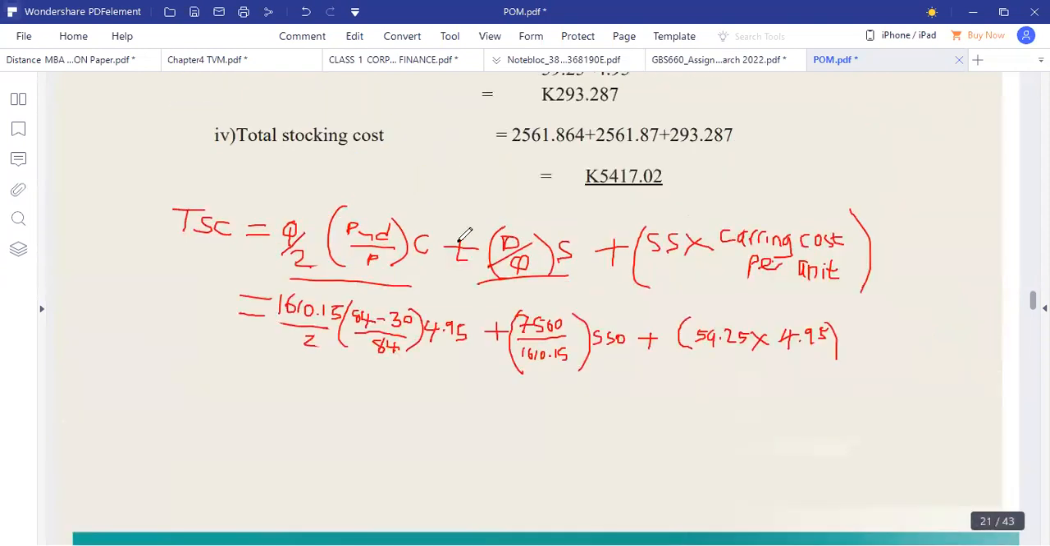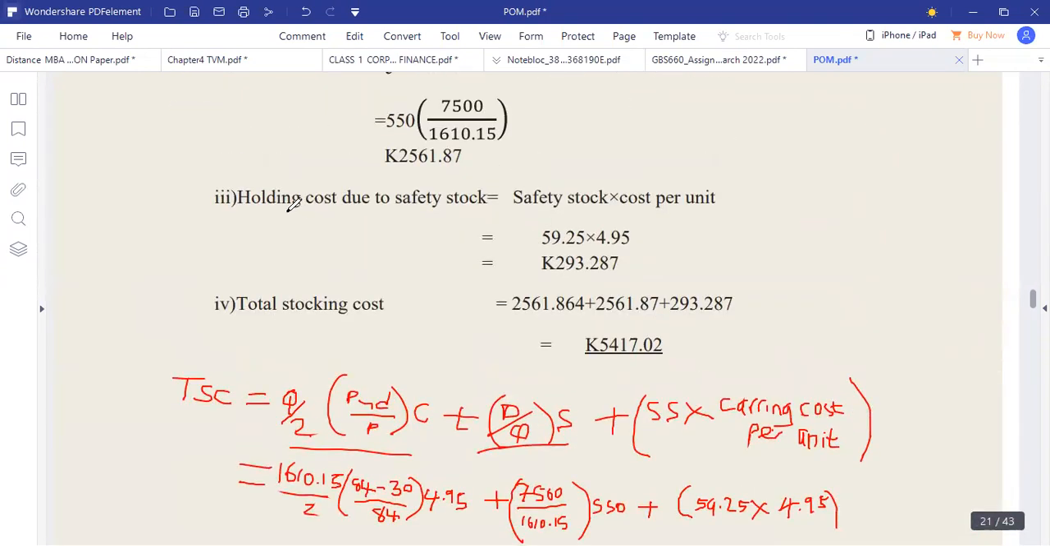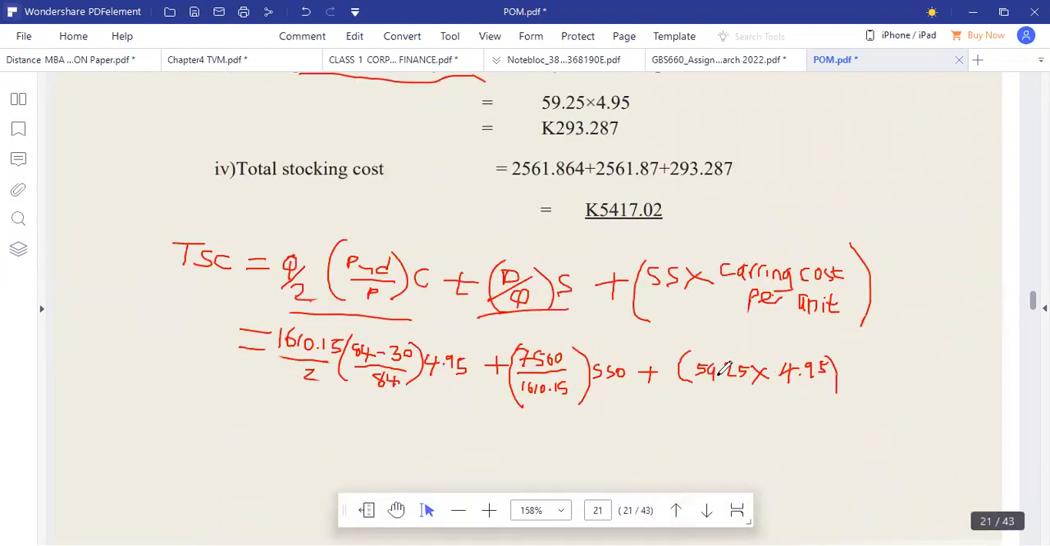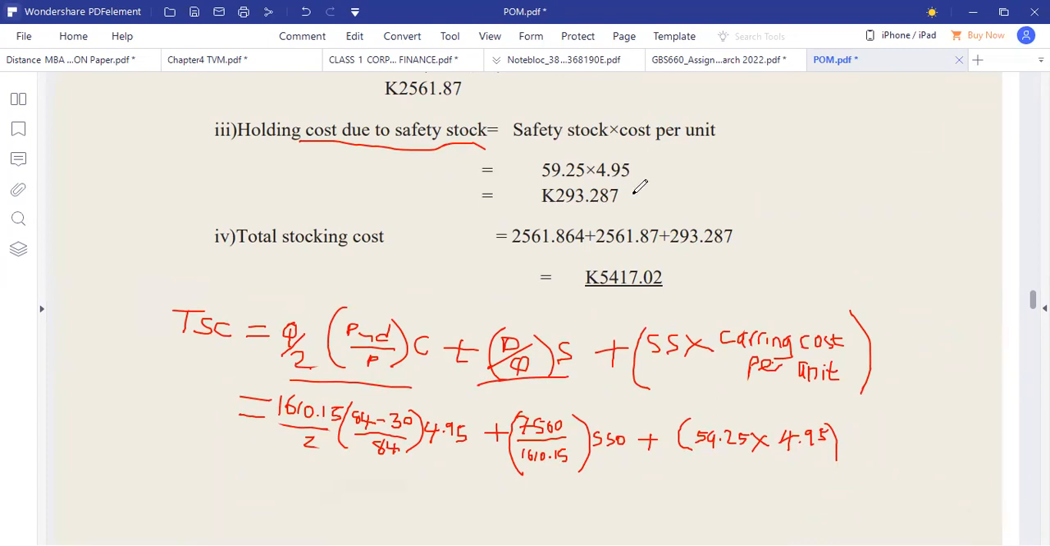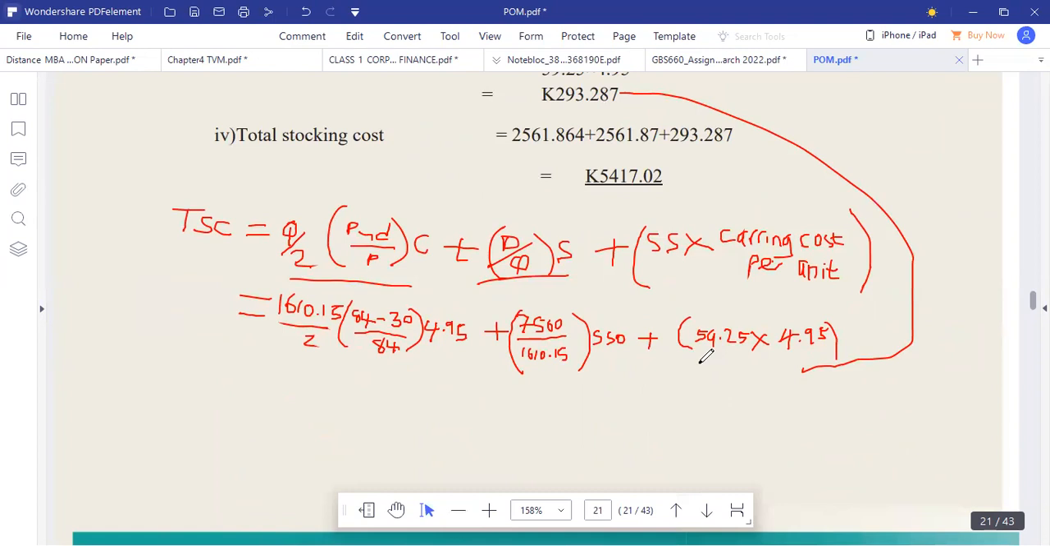Then from here you can compute. The holding cost due to safety stock is this one multiplied by this amount. So 59.25 multiplied by 4.95, they found it 293.287. So this is what is supposed to come here. You can confirm that: 293.287.